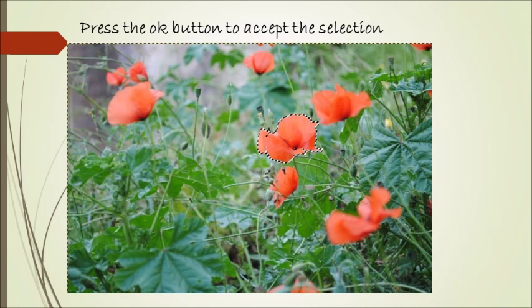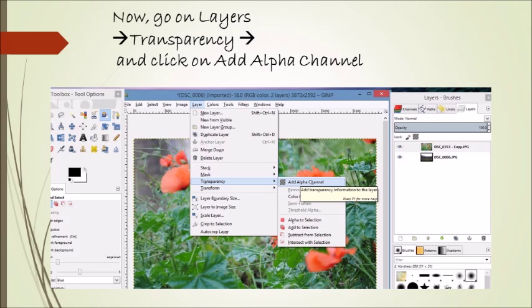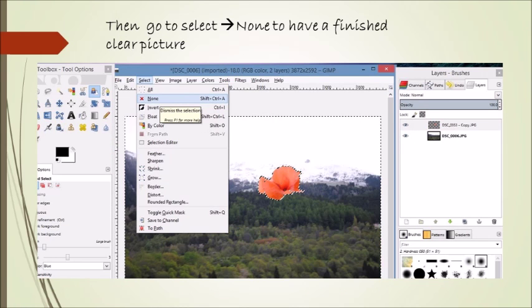accept the selection. Then I go to the menu Layers and then Transparency, and I click on Add Alpha Channel. Our next step is to go to the menu Select and click on Invert, and then I press the Delete button on my keyboard. Now you see that all puppies have disappeared except the one we have selected.